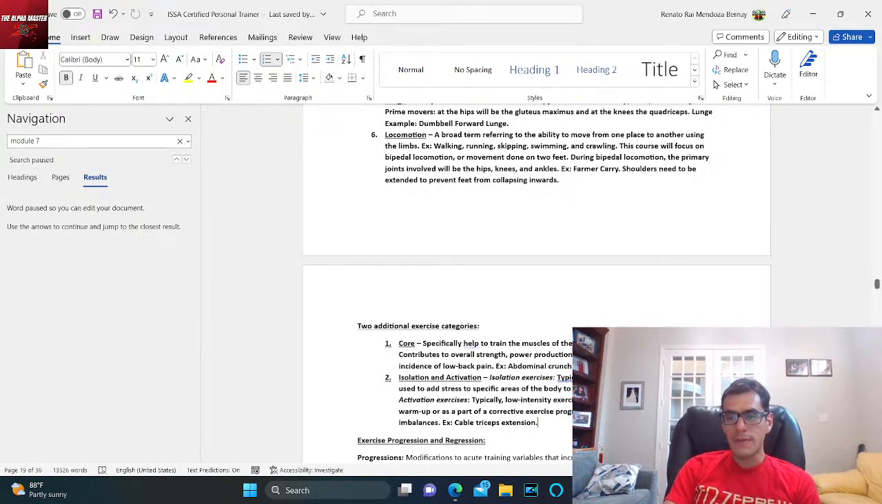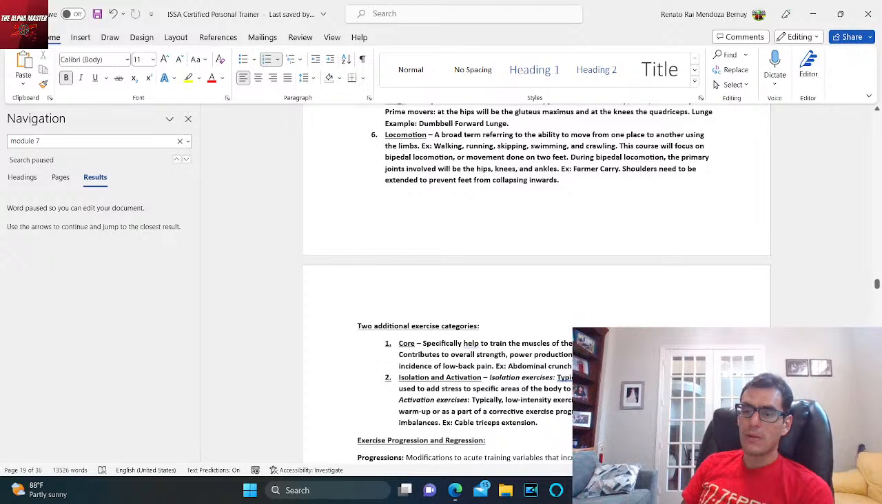Core training specifically helps to train the muscles of the pelvis, lower back, hips, and abdomen. It contributes to overall strength, power production, balance, and stability, and lowers the incidence of low back pain. Examples are going to be the abdominal crunch and planks. So it's going to be core exercises.